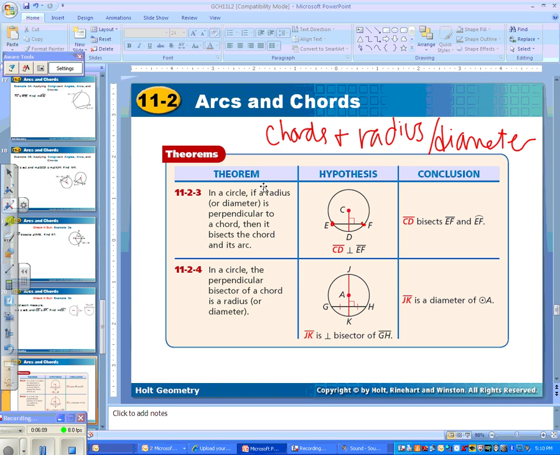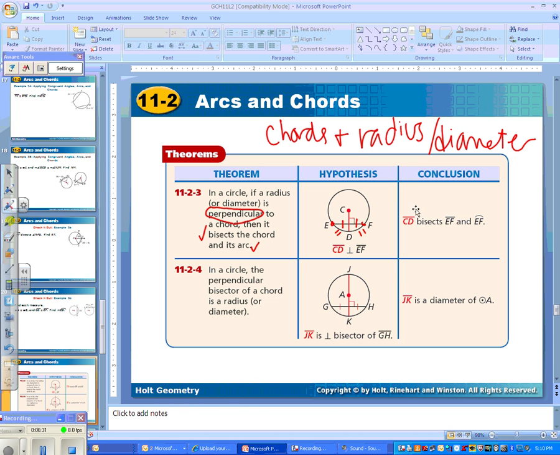Okay, if a radius or diameter, excuse me, is perpendicular. Perpendicular means it meets at right angles. So if you notice CD is the radius, it's perpendicular. Then 2 things are really cool that happen. 1 is it bisects the chord. 2 is it bisects the arc. So that means that this piece is going to be congruent to this piece, and that means that this chord is going to be congruent to this chord.